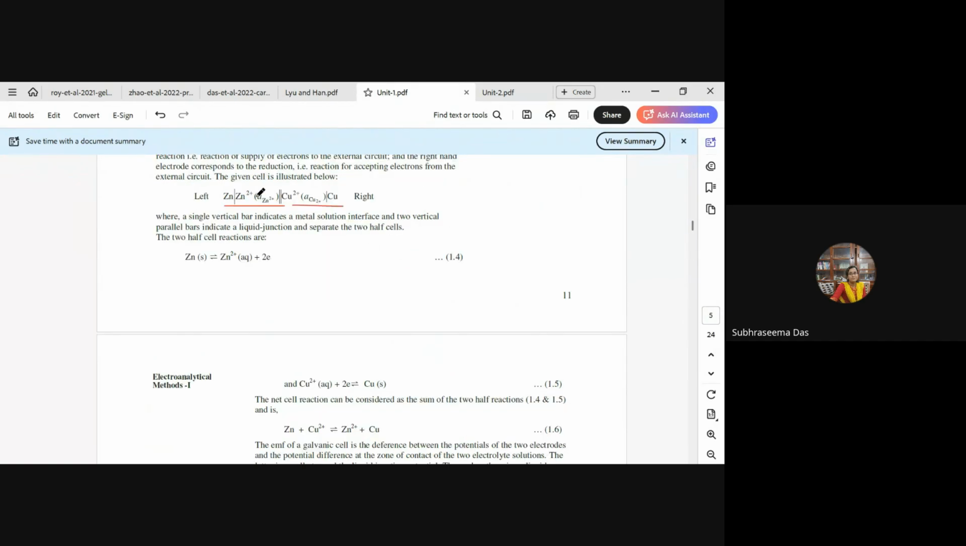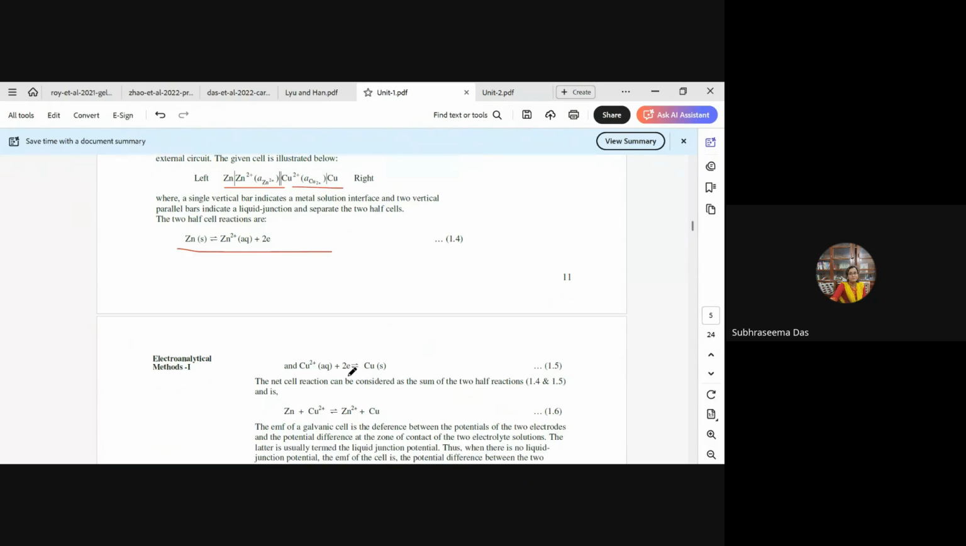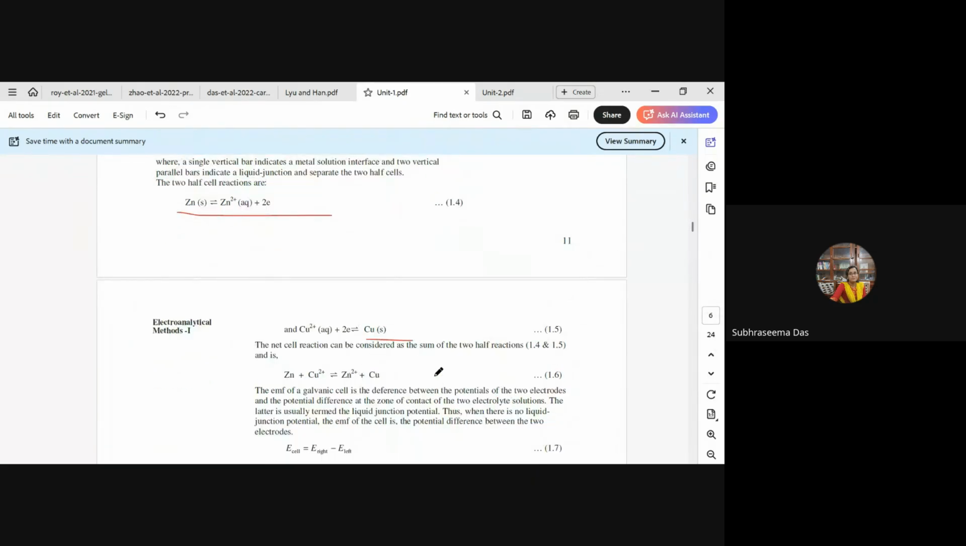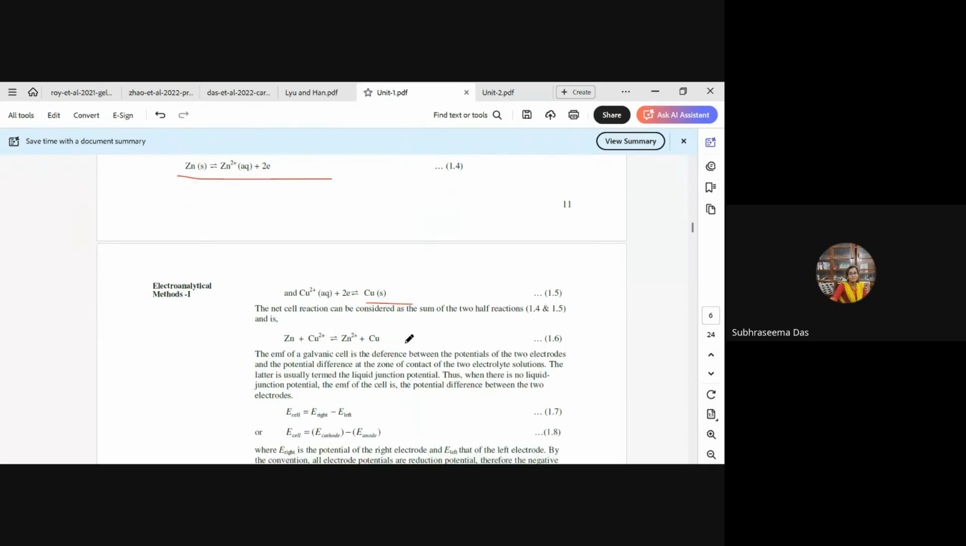If we want to write the half cell reactions, for the anodic reaction we can write zinc, present in solid form, gets converted to Zn2+ plus 2e. And for the cathodic reaction, Cu2+ accepts 2 electrons and forms copper solid. So the overall reaction for the galvanic cell can be written as Zn plus Cu2+ forming Zn2+ plus Cu.